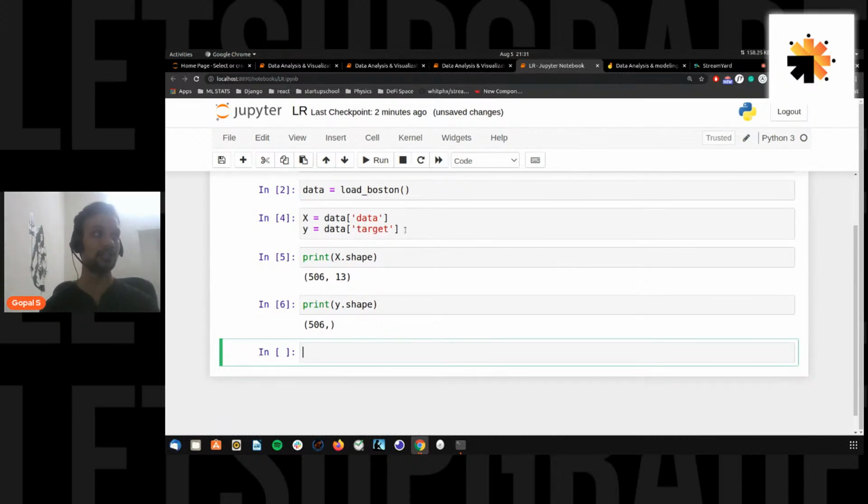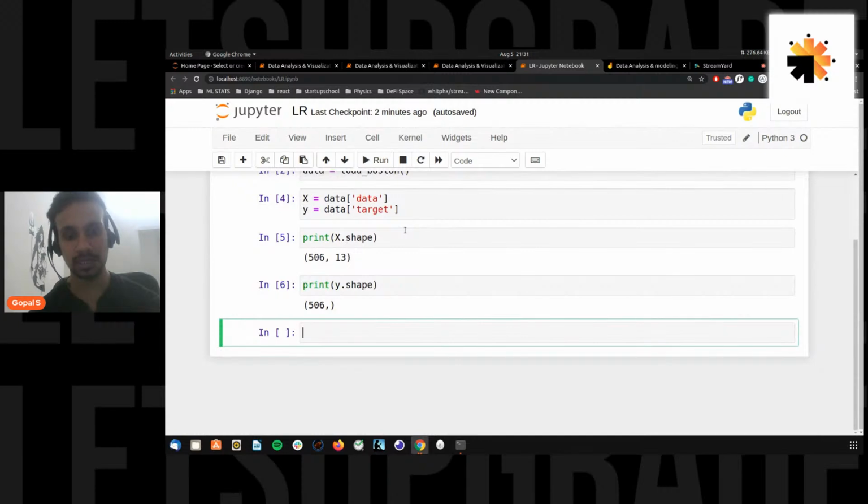The next step that we need to do is split the data, to test out our model on the testing data set and to train it on our training data set, right? So what we are going to do is split the data into four parts.